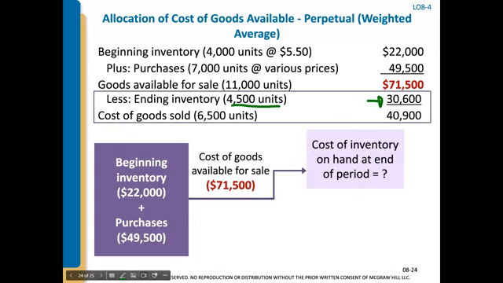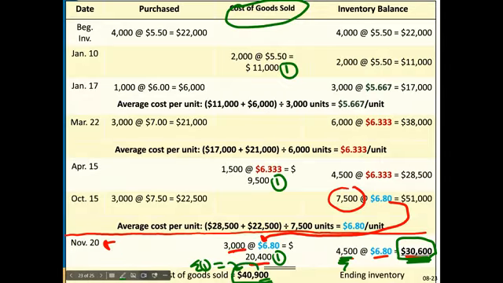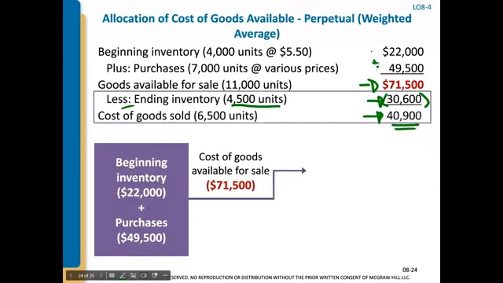So now I have my beginning inventory plus my purchases, right, is my cost of goods available for sale, 71,000, minus, right, less my ending inventory of 30,600, gives me my cost of goods sold of 40,900. That's how that math works. Now, hopefully, what I will see on my spreadsheet is that my cost of goods sold totaled 40,900. Let's check that. And here it is, my 40,900. So that's a good way to check.